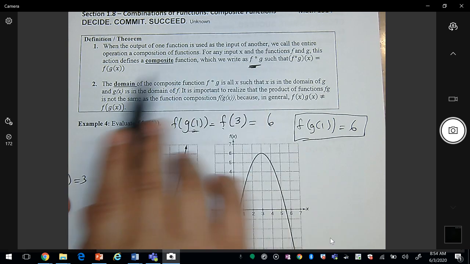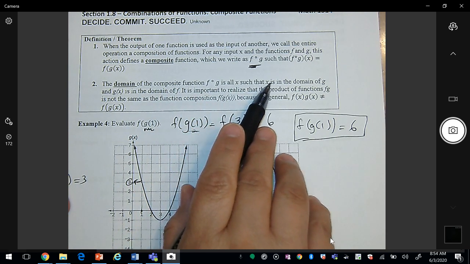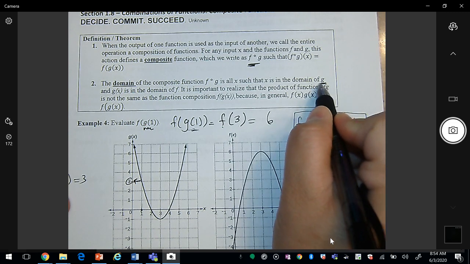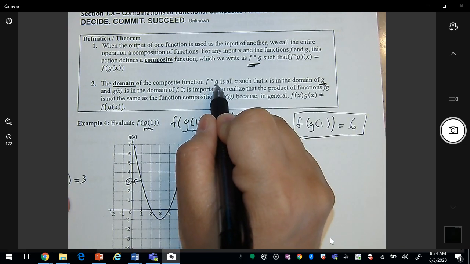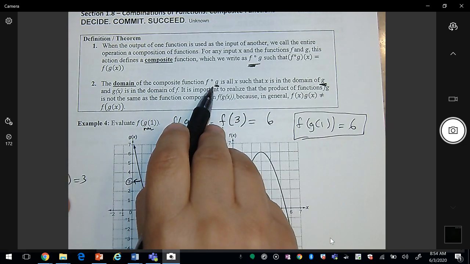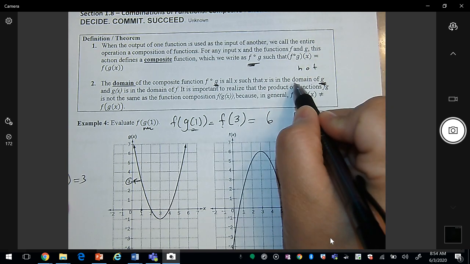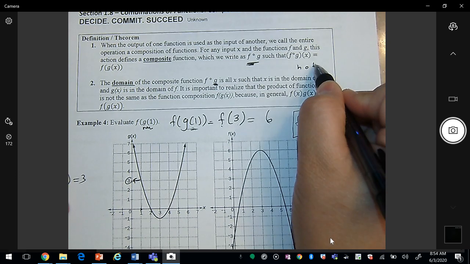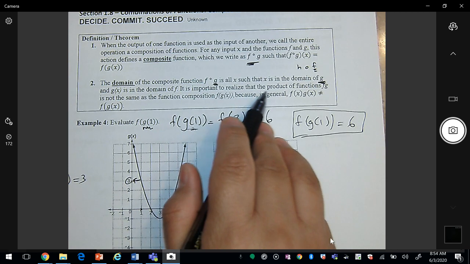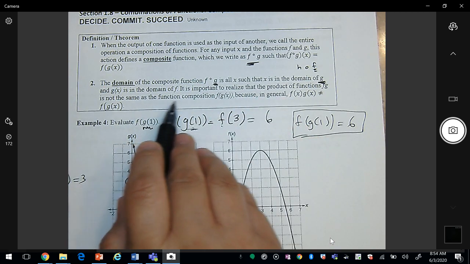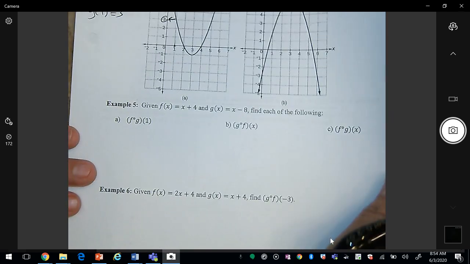composed of g. The domain of the composite function is all x such that x is in the domain of g. Basically, it's the domain of the second function, in this case g. But if you had h of f, then in this sentence I would say the domain of f. So it's always going to be the second function. It is important to realize that the product of the functions is not the same as the composition of the functions. Okay, so let's do some examples.